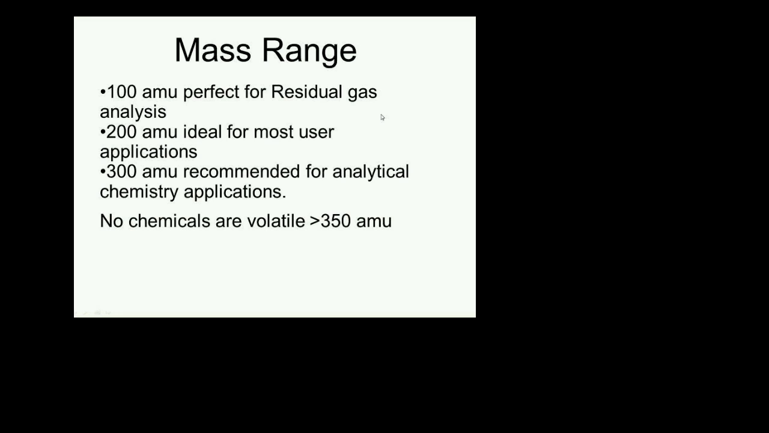So as far as mass range, we already covered that. Keep in mind that there are no real volatile compounds above 350 AMU. So this is the reason why it makes no sense to have an RGA that has a mass range higher than 300 AMU, unless you're buying an instrument where the samples are getting heated in situ.